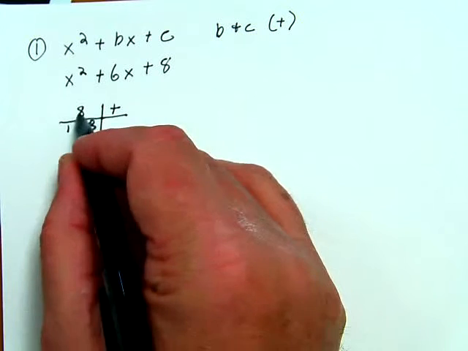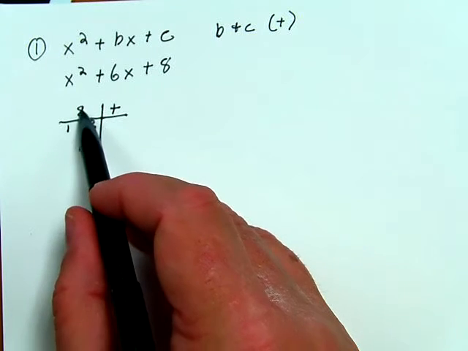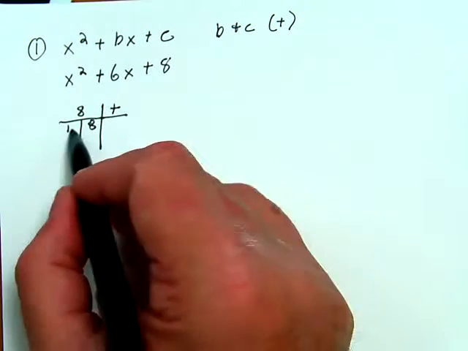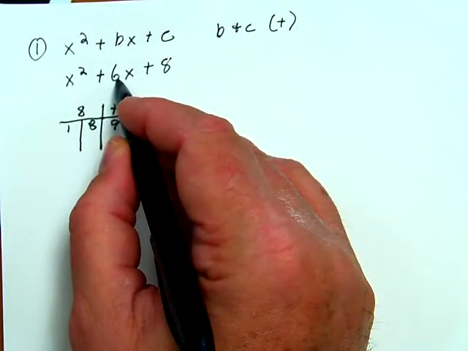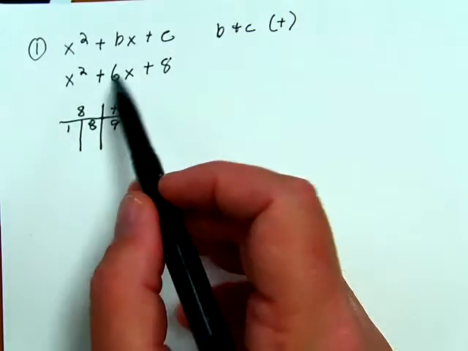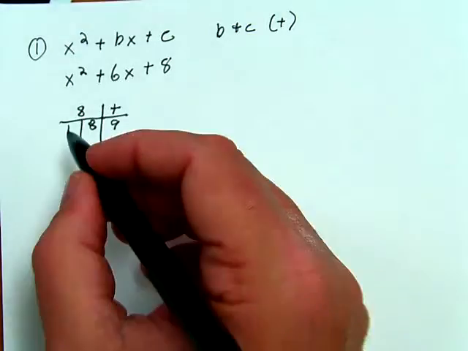1 times 8 equals 8. If 1 times 8 equals 8, well, what do they add up to? Well, they add up to 9. Is that number the b value, or the coefficient of the x, the second term? No, it isn't. So let's go on.